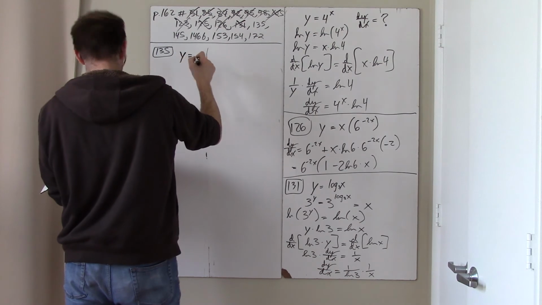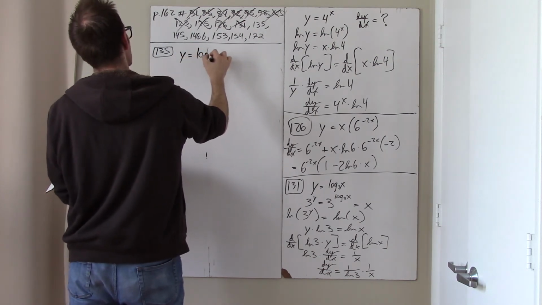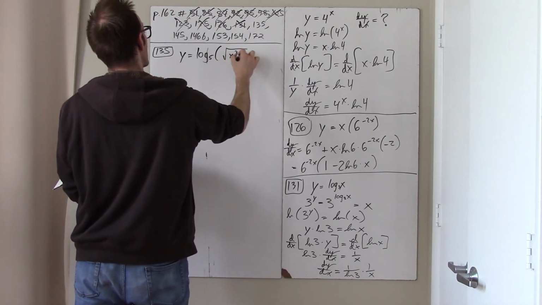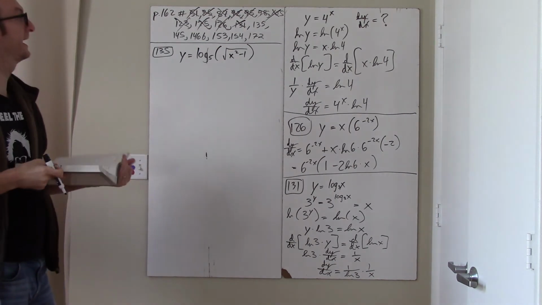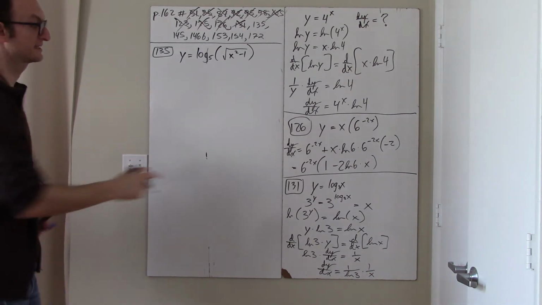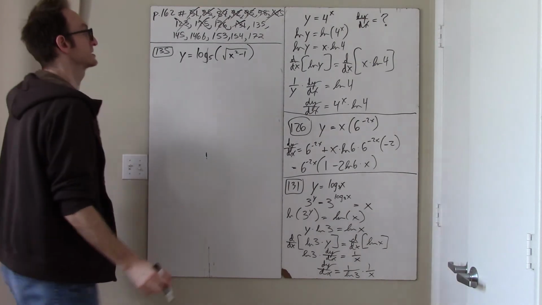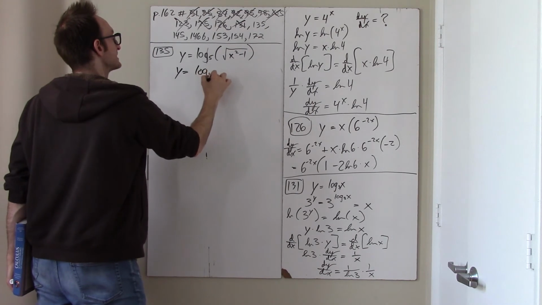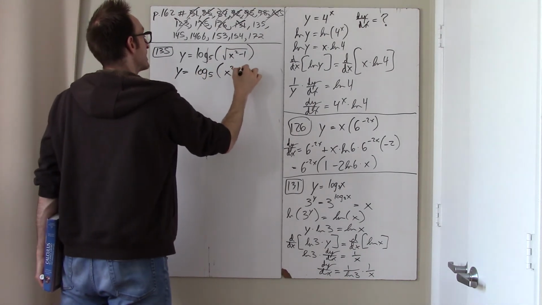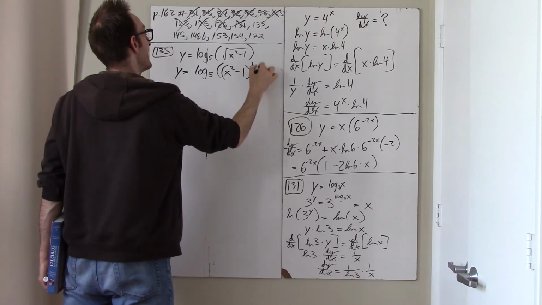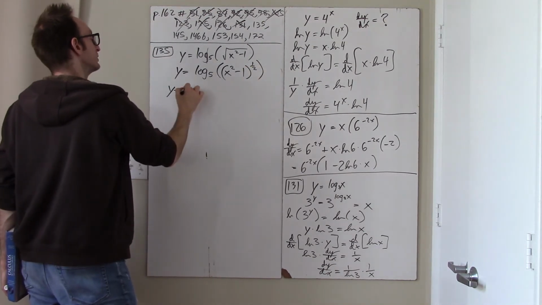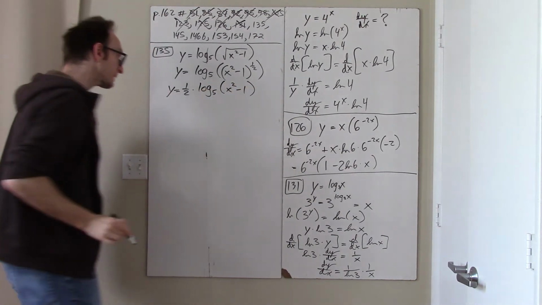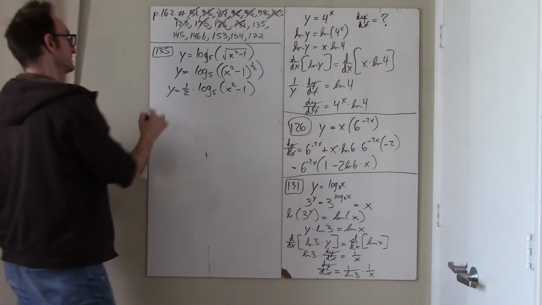So this is y equals log base 5 of the square root of x squared minus 1. Well, I'm now just going to take this as a general rule that I know. Actually, here, I'm going to do something else first, which is think of this as log base 5 of x squared minus 1 to the 1/2, so that I can apply a log rule. So this is really 1/2 times log base 5 of x squared minus 1. And now I will differentiate.